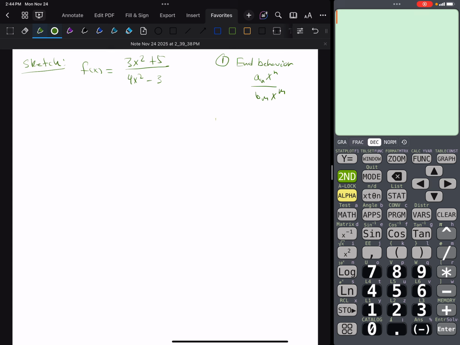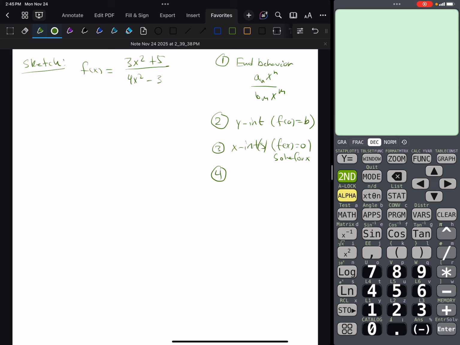Then we'll need to find what is my y-intercept. And we find that by evaluating f of 0 equals whatever my y-intercept is. We'll need to find my x-intercepts if they exist. There could be many, there could be none. And we find that out by doing f of x equals 0 and then solve for x.